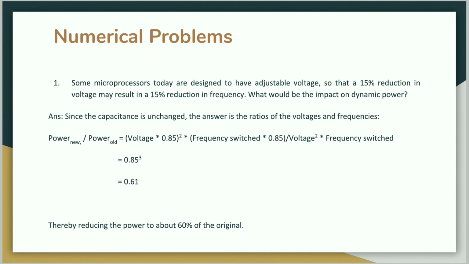Here we use the value 0.85 because there's a 15% reduction. So the remaining percentage is 85. So it is necessarily 0.85. So that gives us the answer as 0.85 cube, which is necessarily 0.61. So what this basically says is the impact on dynamic power is that the power is reduced to about 60% of the original.